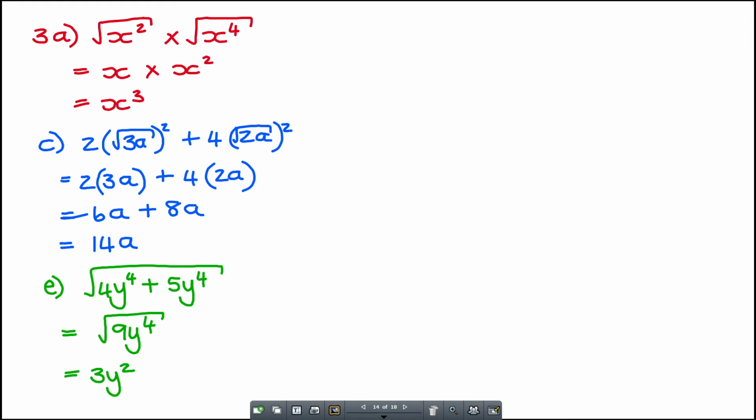Right, 3a to the power 3, b to the power 6. Yeah, it was pretty straightforward. So quickly have a look at A, C, and E.